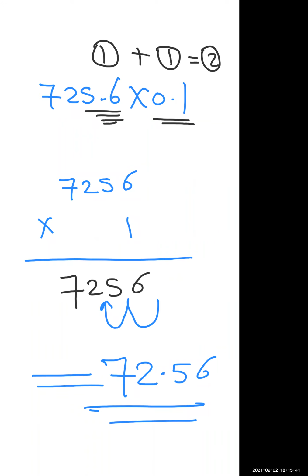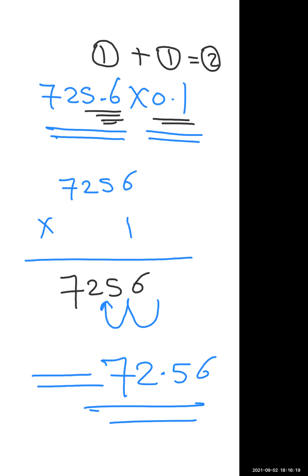The procedure of solving this question, guys: we said that we have to ignore the decimal point. We will consider that there is no decimal point in the number. So now I'm going to write down this number without the decimal point and this one also. So 7,256 times 1. Of course, 1 times 6 equals 6, 1 times 5 equals 5, 1 times 2 equals 2, 1 times 7 equals 7, because all of us know that multiplication of any number by 1 equals the same number, correct?